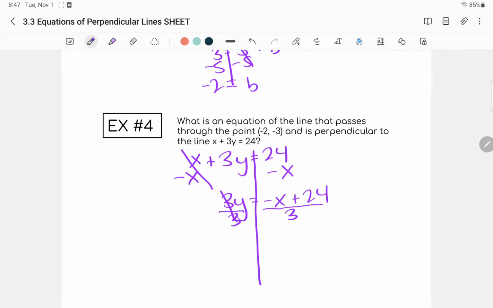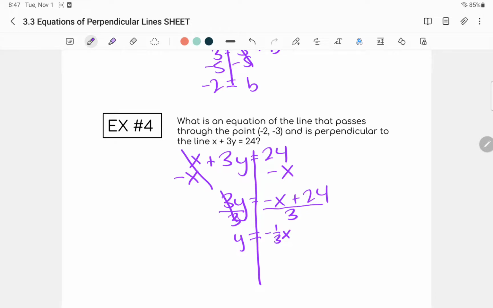Again, these are the same steps as before, so if I'm going a little fast, don't worry, you can always pause, rewind, also raise your hand and ask me to clarify. But I'm going to go ahead and just rework this so it's y on the left, everything else on the right, so I can easily identify my slope. So when I divide just an x divided by 3, that is 1/3 x. So negative x divided by 3 is negative 1/3 x, right?